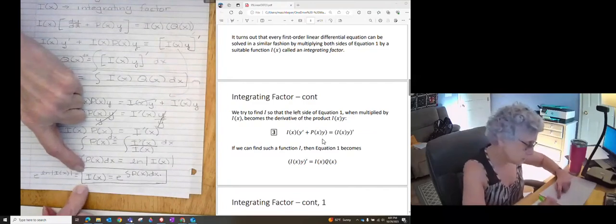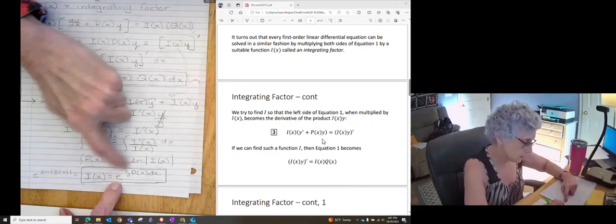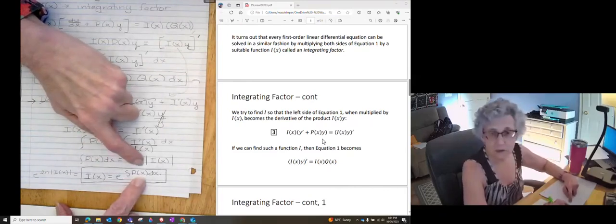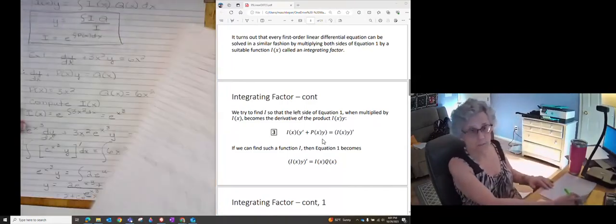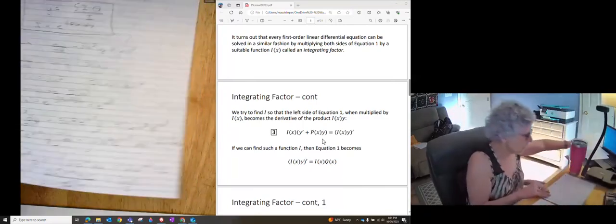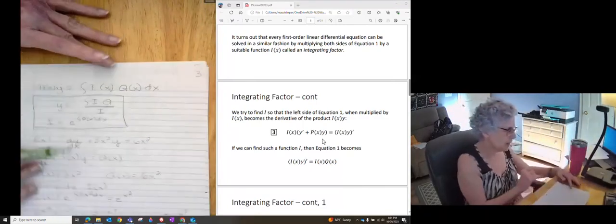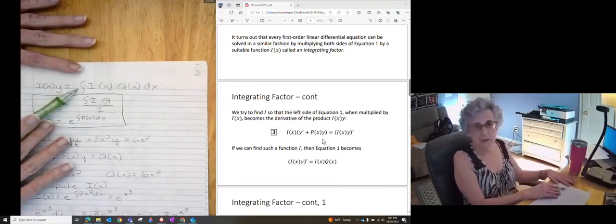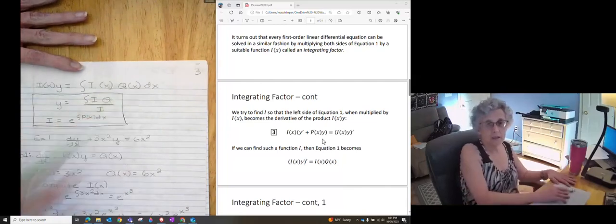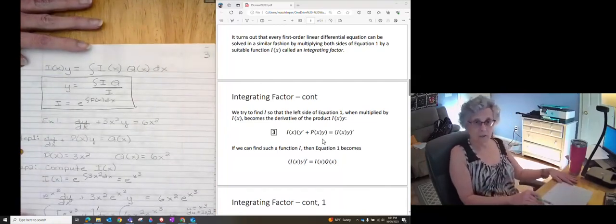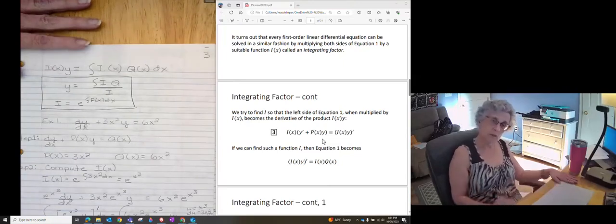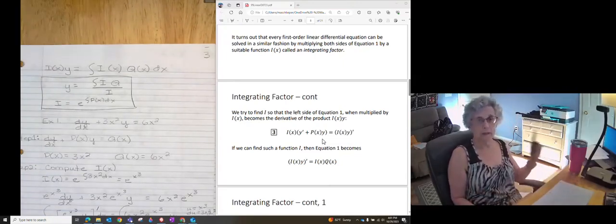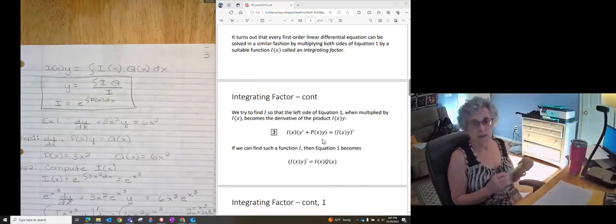So my integrating factor has to be equal to e raised to the integral of p of x. There's my integrating factor. Hopefully you followed all that. But then I of x times y is the integral of I times q. So here is our summary. y will be equal to the integral of IQ over I, and the integrating factor is e raised to the integral of p of x.